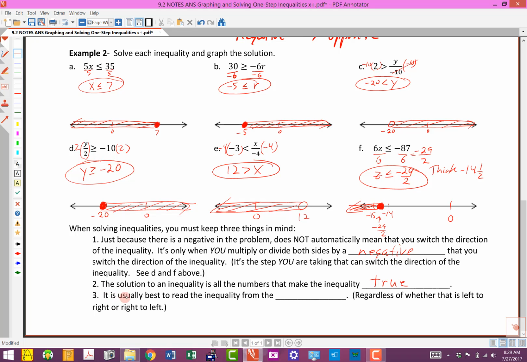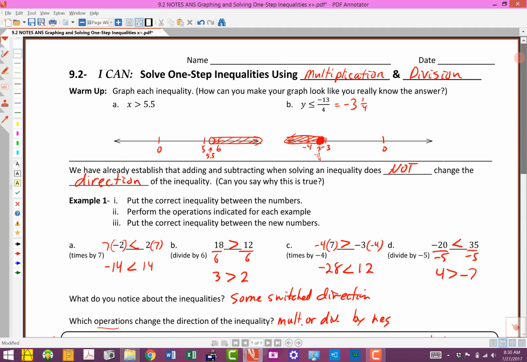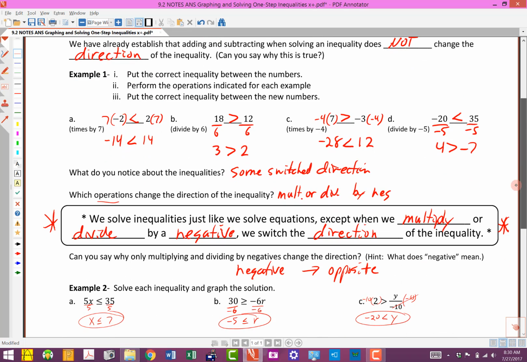And then another key idea, it's usually best to read the inequality from the variable. If you read from the variable, you're going to be better off in the long run, regardless of whether it's from the left or the right. So keep in mind that thing that we talked about at the beginning. We solve inequalities just like we solve equations, except when we multiply or divide by a negative. Then we switch the direction of the inequality. Anything else is fair game. Simplifying, distributing, adding and subtracting, all that sort of stuff, totally okay. It's just when we multiply or divide both sides by a negative.